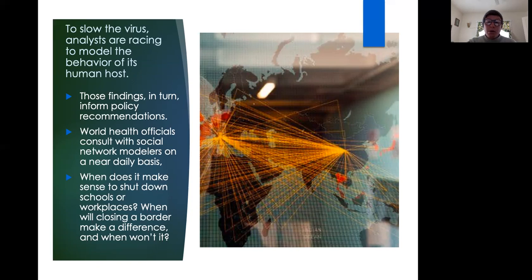Right, so World Health officials are using these types of social network modelers to help them better understand the spread of disease, and they're consulting them on a daily basis, right? That helps them make the decisions about when it's appropriate to shut things down, whether it's too late or too early, right? So they know the appropriate point to shut down a school or shut down a border.